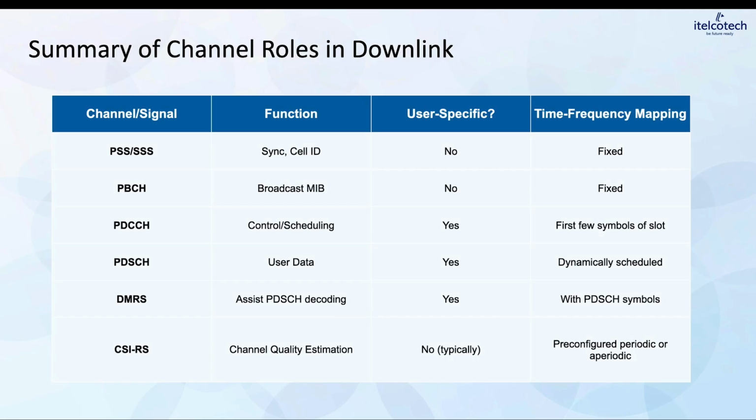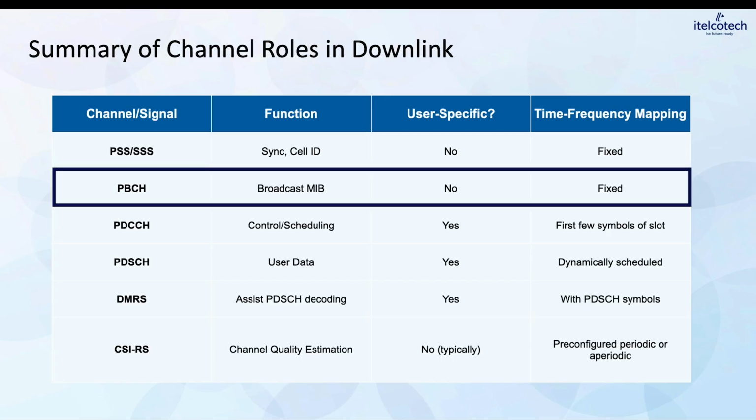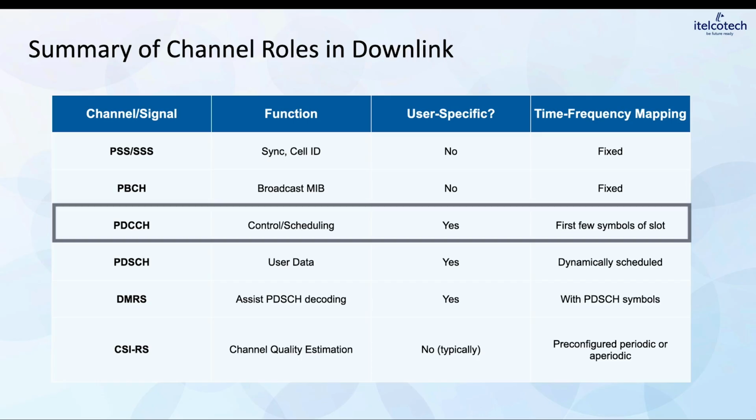So in summary, if you see these channels and signals, they have separate functions, and the PSS and SSS are used for synchronization. Their allocation is fixed in the time and frequency grid. We have then the broadcast channel, which is broadcasting the master information block. Its position is also fixed in the grid so that the UE can easily decode these particular channels and signals to then latch onto the network. PDCCH again we will simulate in the protocol session.